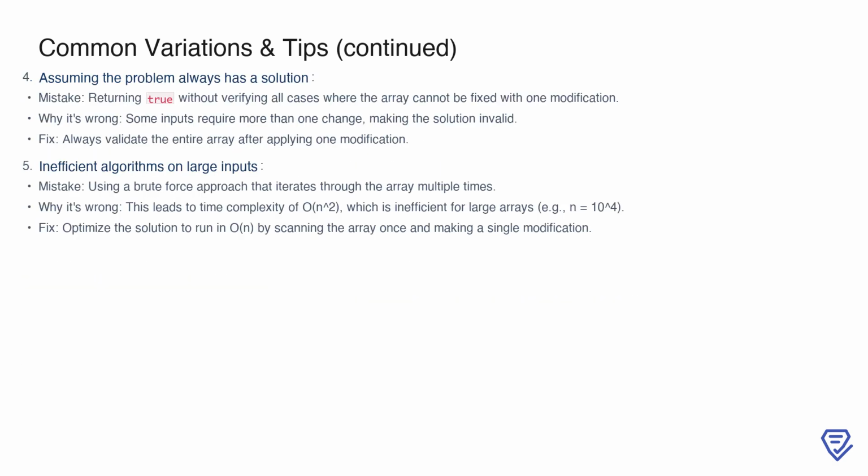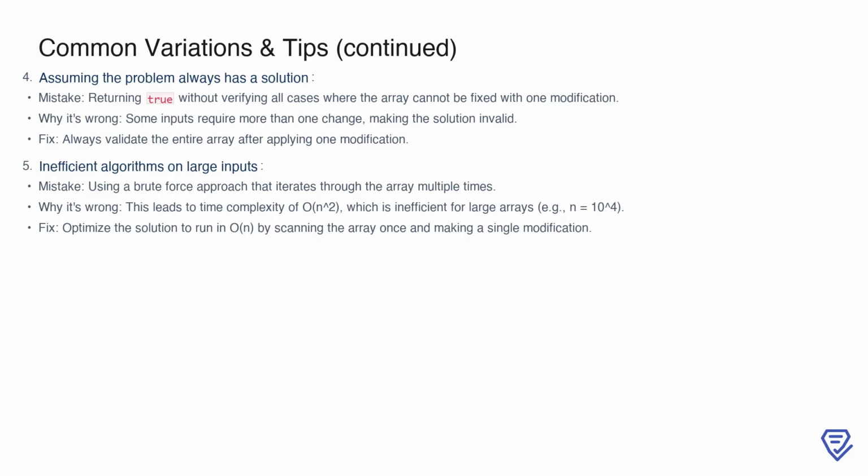Another mistake to watch out for is assuming that the problem always has a solution. Some arrays cannot be fixed with just one modification, and returning true in these cases is incorrect. Instead, you need to validate the entire array after making your one allowed change to ensure the solution holds.